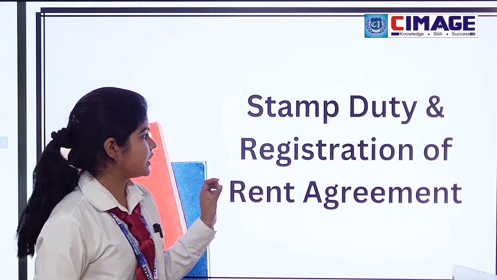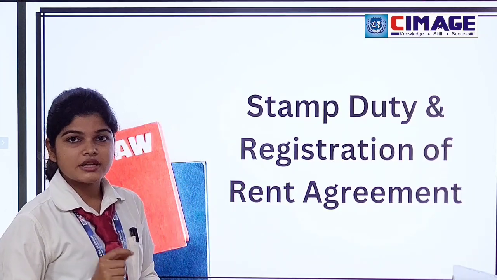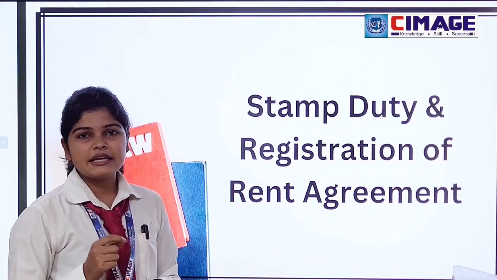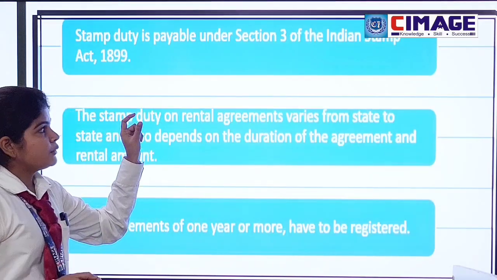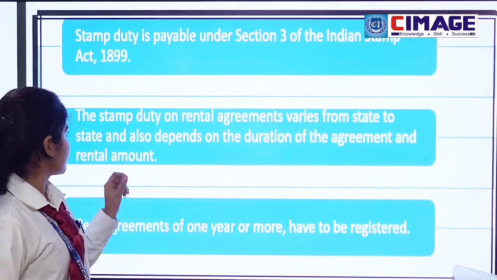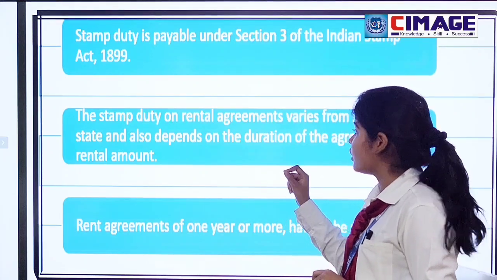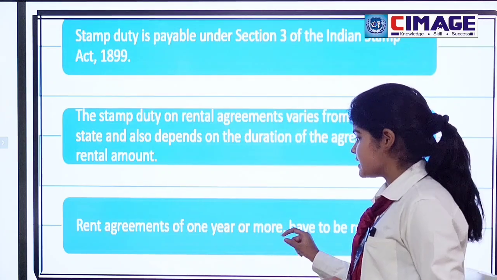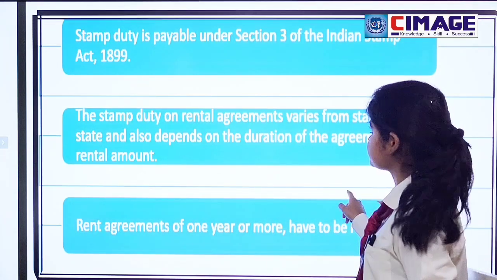Coming to the stamp duty and registration of rent agreement. Registration: the government levies the cost of registration of rental agreement, which is different for every state, and typically it is between 500 to 1000 rupees. Stamp duty is payable under section 3 of the Indian Stamp Act 1899. After then, second one is the stamp duty on rental agreement varies from state to state and also depends on the duration of agreement and rental amount. And third one is the rent agreements of 1 year or more have to be registered.